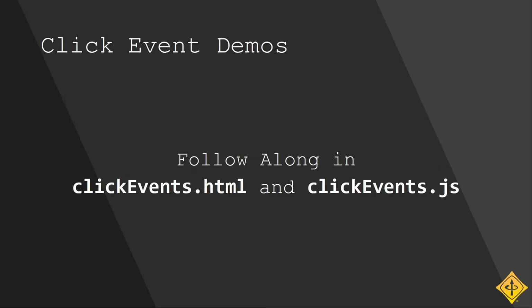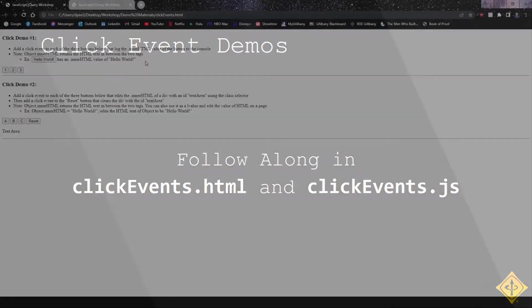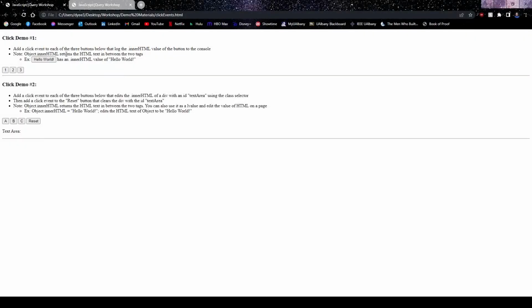Okay. So we're going to do a quick demo of how to do click events. For the first click demo, we have 3 buttons, 1, 2, and 3. Ignore this one. This is just there. We're going to add a click event to each of the 3 buttons below that logs the inner HTML value of the button to the console.